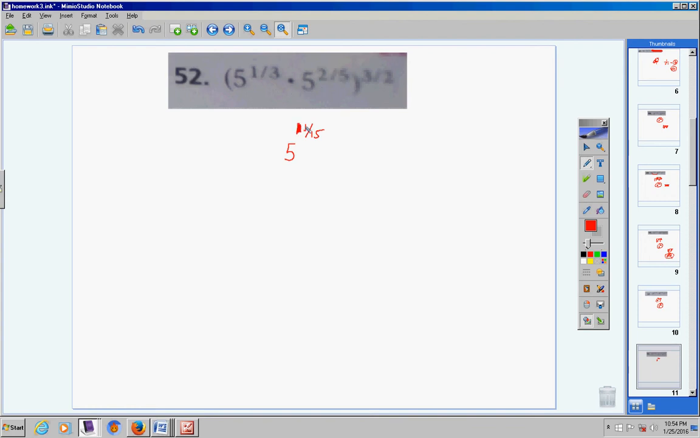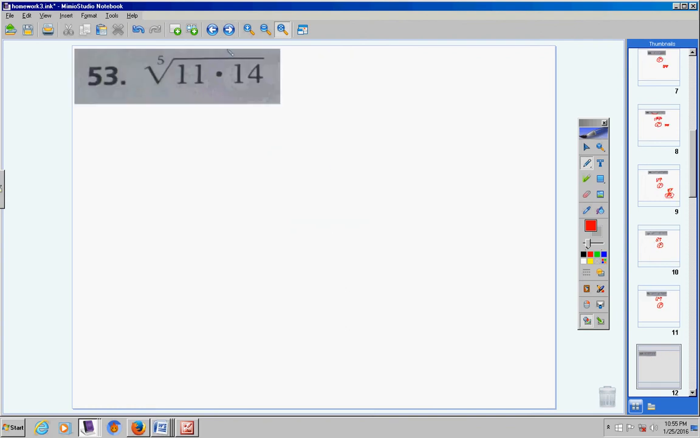Okay, so you get 5 to the 11/15s. When you add your exponents, all of that's being raised to the 3/2 power. So when a power is being raised to a power, you multiply the exponents together, you'll get 11/10, okay? And so you leave your answer like that because your original problem is in rational exponential form. Okay, moving on to 53.